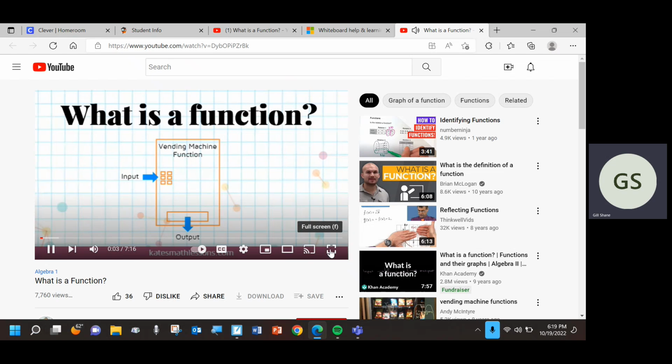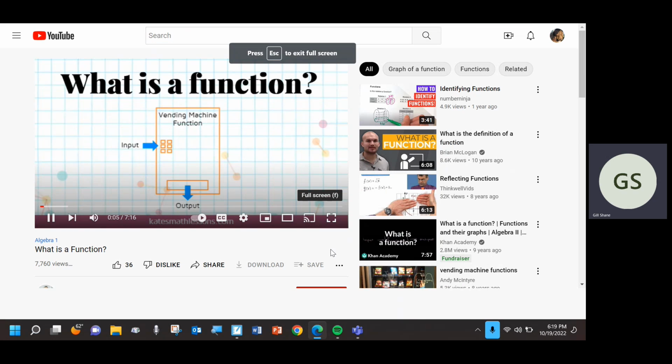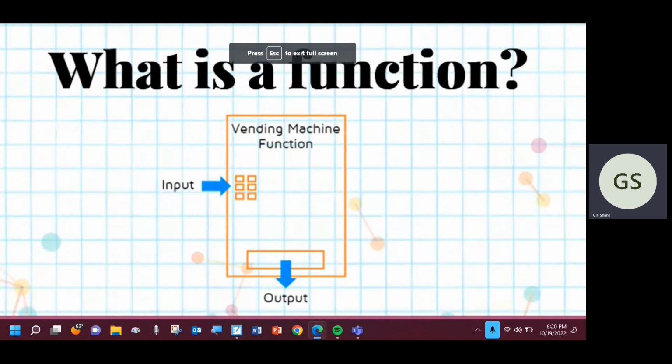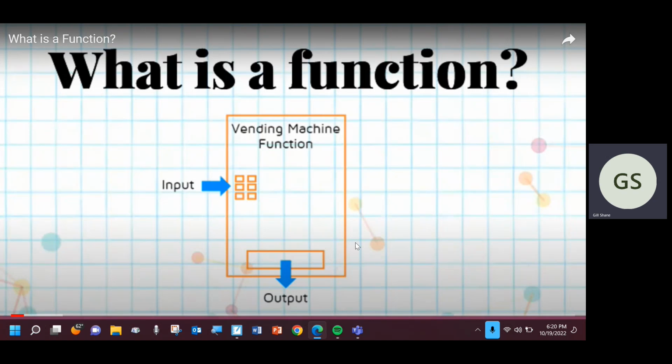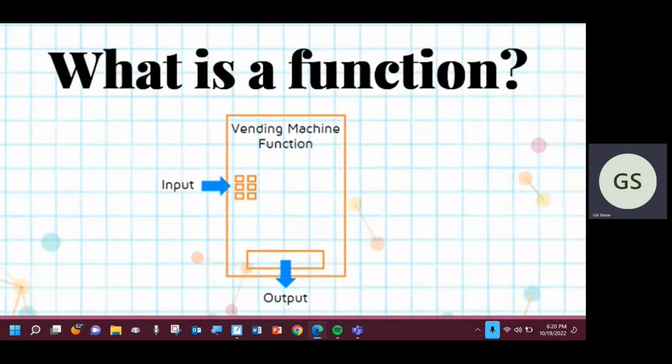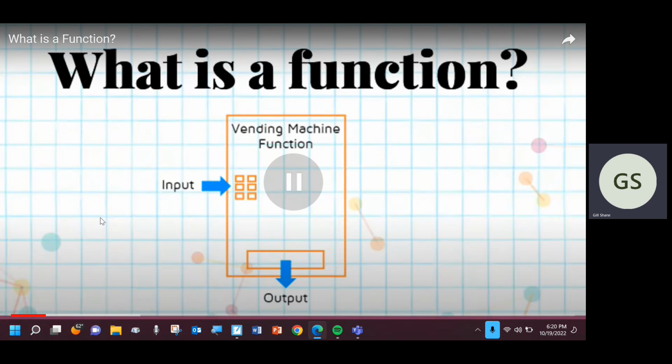It's just something that takes an input value and assigns it to exactly one output. You can kind of think of a function as a vending machine. The input on the vending machine would be the code that you type in, and the output would be the pop or candy or whatever that you chose that comes out of the vending machine. So a function takes an input value.